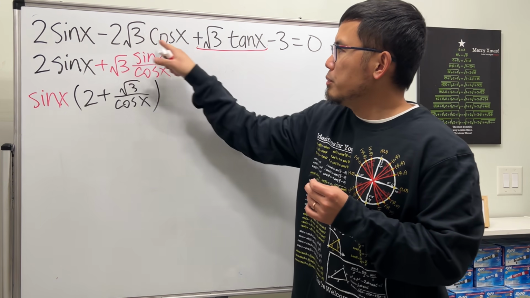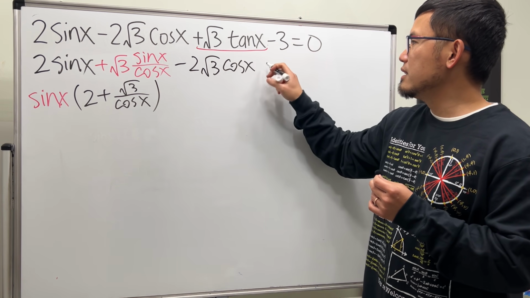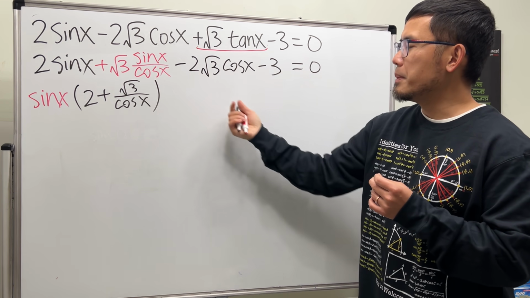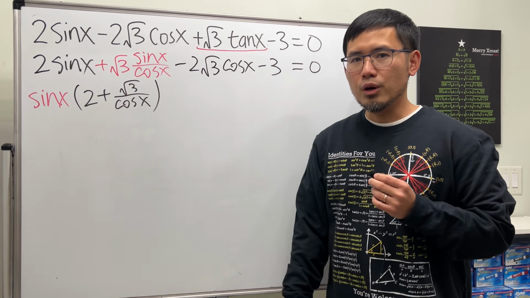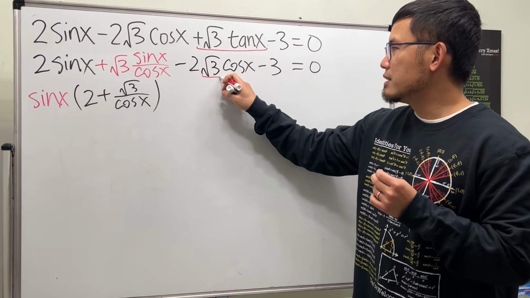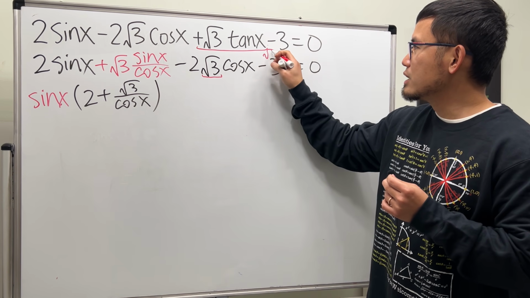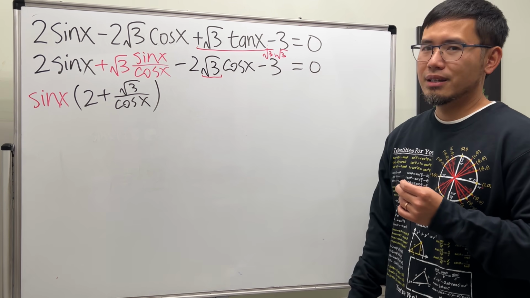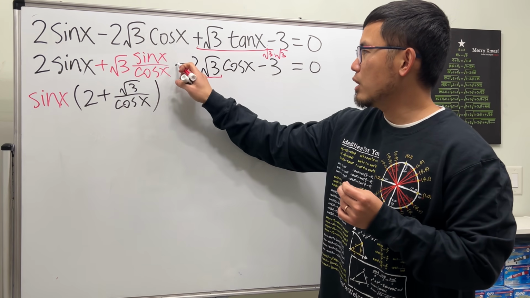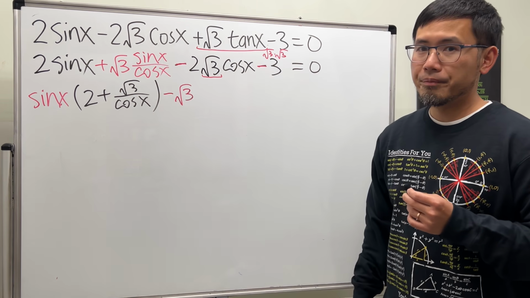Alright, let me write this down right here. So we have minus 2 square root of 3 cosine x, and then this right here is minus 3, and that's equal to 0. Can we somehow factor stuff up, and then the remaining part is that as well? Yes, that's the key. Firstly, this right here is square root of 3. But we also have square root of 3 right here, because 3 is the same as square root of 3 times square root of 3. So we can factor out square root of 3. And because both of them are negative, let's also factor out the negative as well. So we have negative square root of 3 right here.